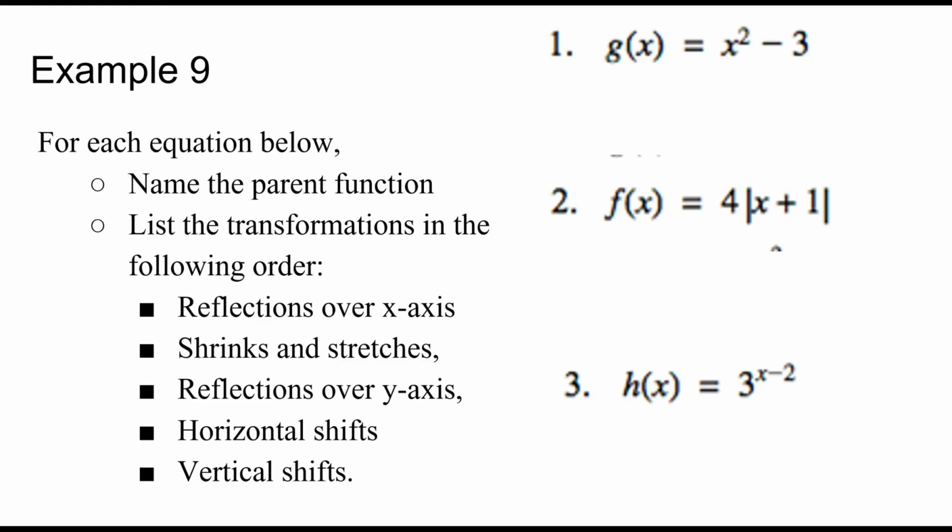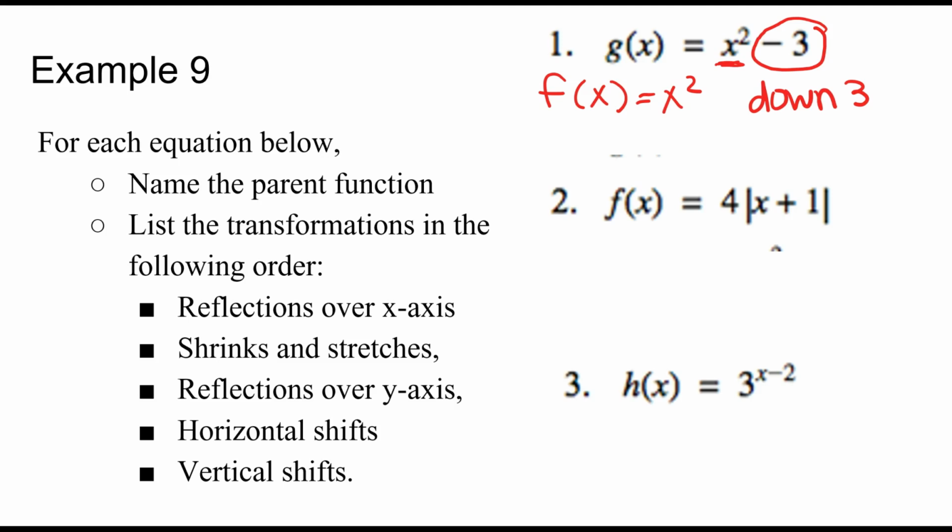So for each equation, we're going to name the parent function and then list the transformations. So when I look at the g of x, I see the x squared. So the parent function is g of x equals x squared, or maybe we would say instead the parent function is f of x, but it doesn't actually really matter. So the only thing that's happening different here is this minus 3. It's happening to the function, not to the x. So that means it's shifting down 3.